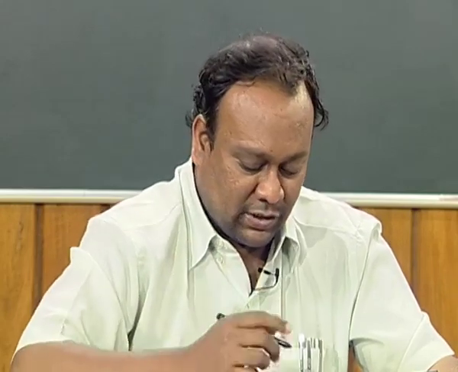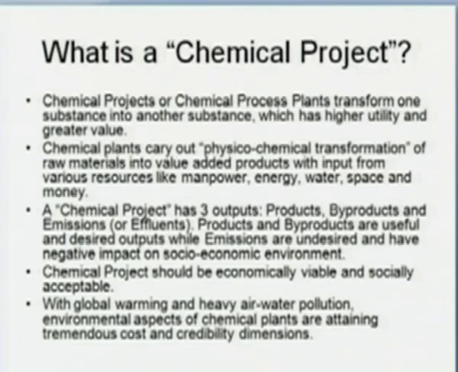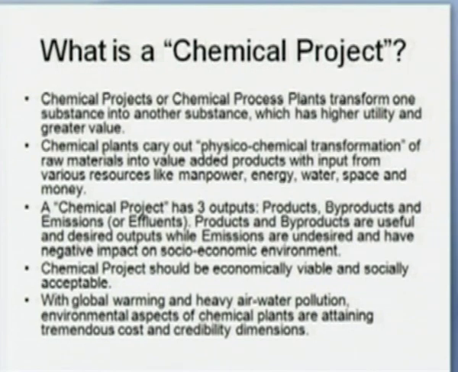How do chemical plants differ from the other process plants that are there? Chemical plants deal with physico-chemical transformation of a raw material into a value-added product with input from various other resources such as manpower, energy, water, space and money. As we have seen in the module on flowsheet synthesis, the entire chemical manufacturing process is a combination of various unit processes and unit operations that are connected to each other.